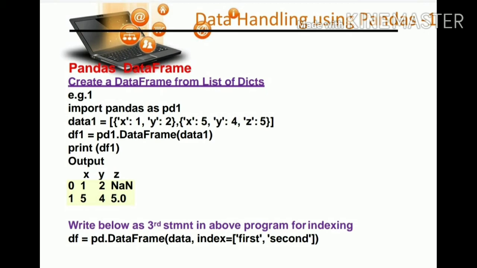Now one more thing I want to tell you, x, y and z are the headings, but for the first row it is not showing z. That's why it is not giving NA, it is giving NaN because no values are available. And since we have not given any index, it is taking indexes 0 and 1.